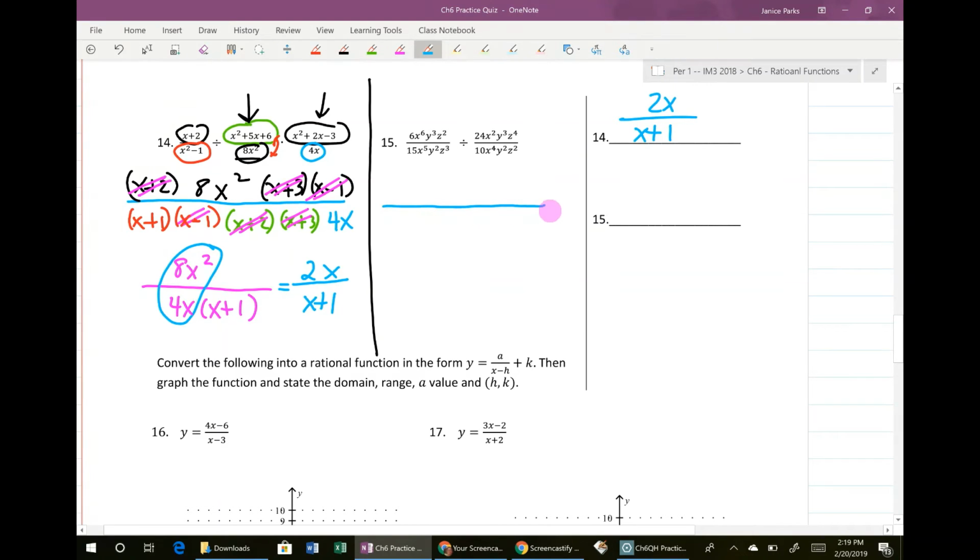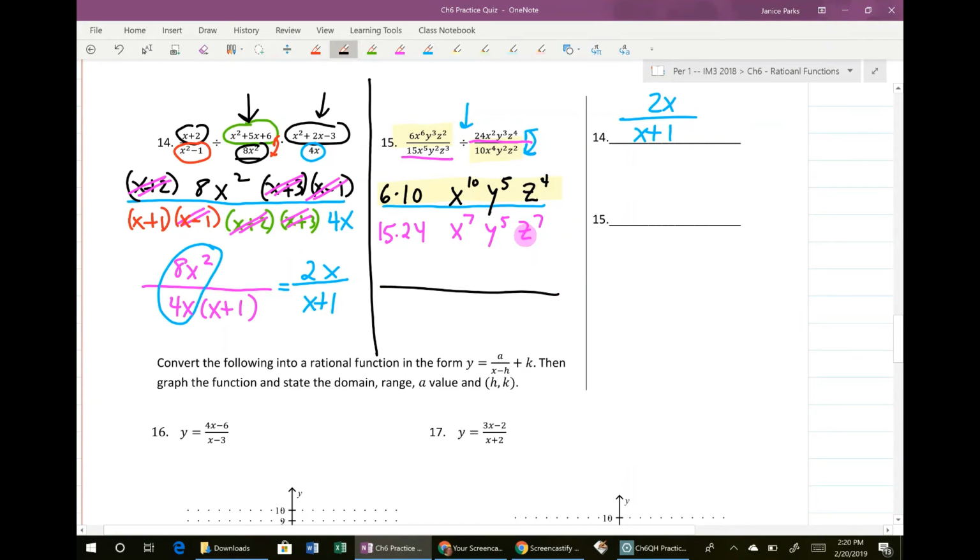For the next part, again, it's division, so it means you have to flip whatever follows the division sign. So all of this is going to be in the top. So I'm going to go ahead and write the numbers first, 6 and 10. I have x to the 6th and x to the 4th, y to the 3rd and y squared, and I have z squared and z squared. In the denominator, I have 15 and 24. I have x to the 5th and x squared, that's x to the 7th. I have y squared and y to the 3rd. And I have z to the 3rd and z to the 4th.